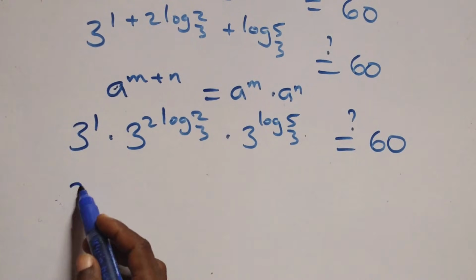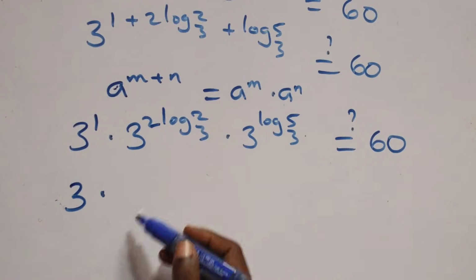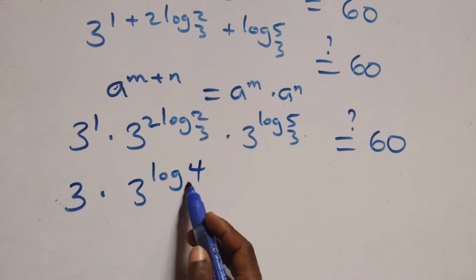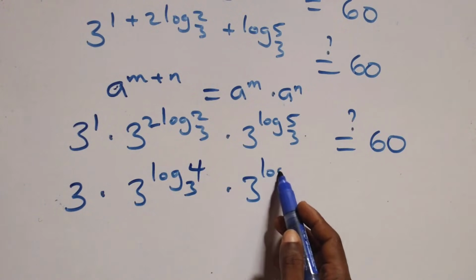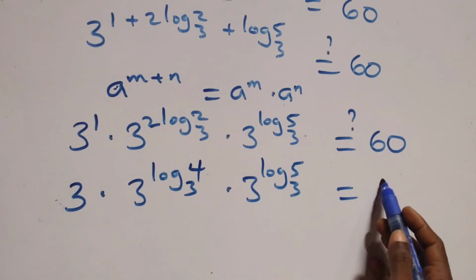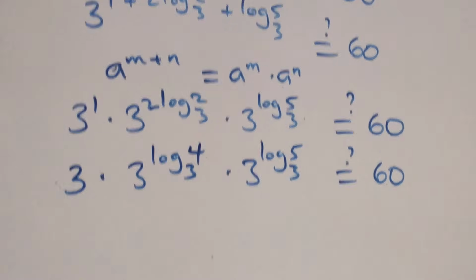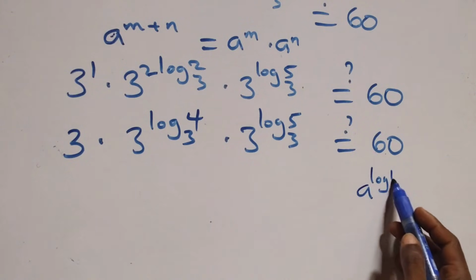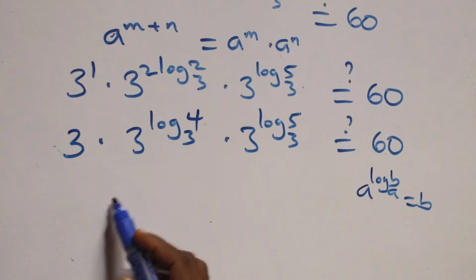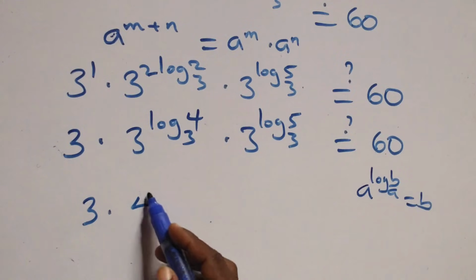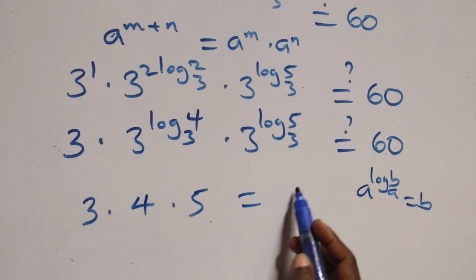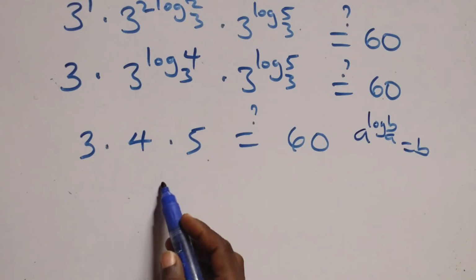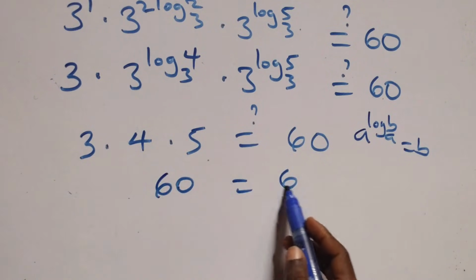Here, 3 raised to power 1 is 3. Here we move this 2 into the power of the log. That's 3 raised to power log of 2 squared, which is 4, times 3 raised to power log 5 base 3, which is 5. Is it equal to 60 on this side? This follows the law of logarithm. When we have a raised to power log b to base a, it is equal to b. And here we have 3 times 4 times 5. Is it equal to 60 on this side? Here 3 times 4 is 12. 12 times 5 is 60, equals 60.